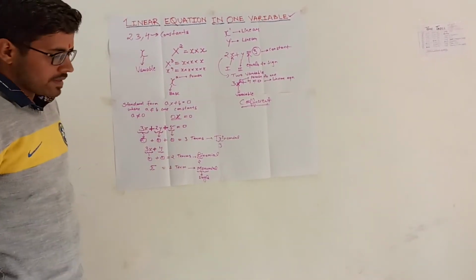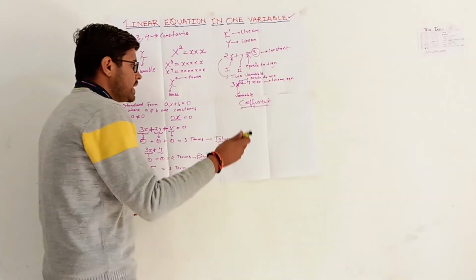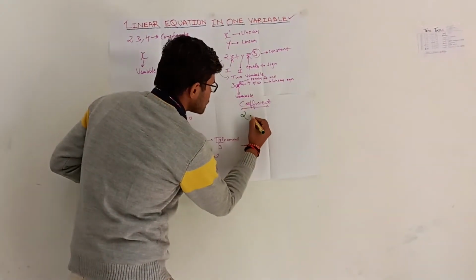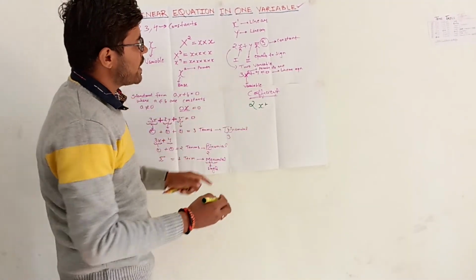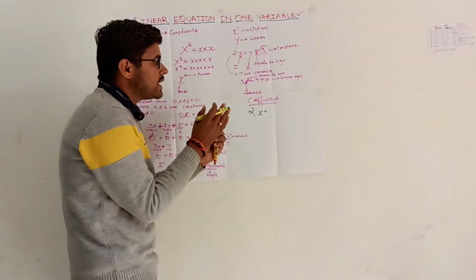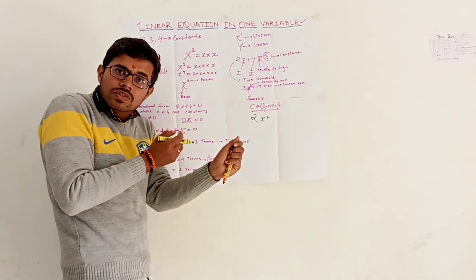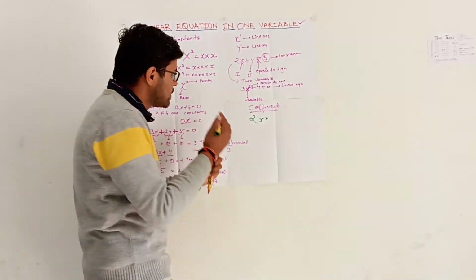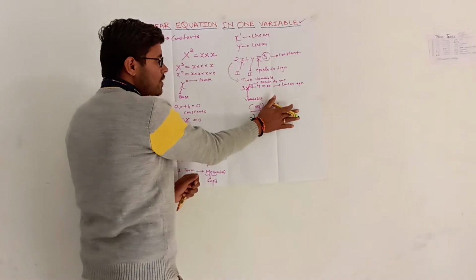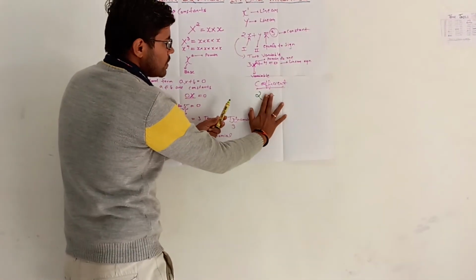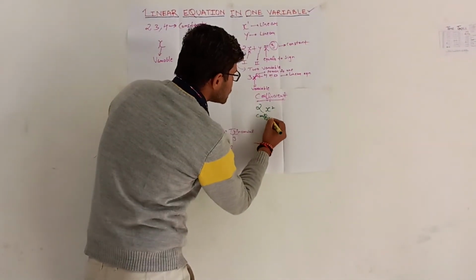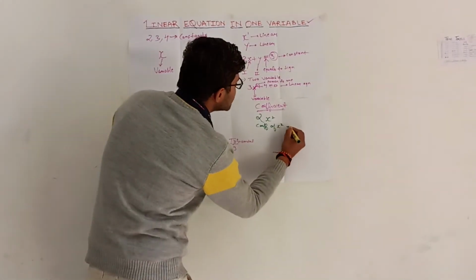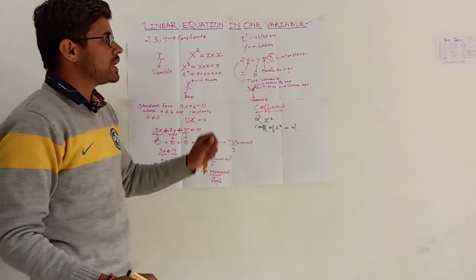What is a coefficient? Suppose let's take this term. Now I'll ask you, what is the coefficient of x square? Whatever is with x square will be its coefficient. So hide this x square. What is remaining? Only 2 is remaining. So the coefficient of x square is 2.